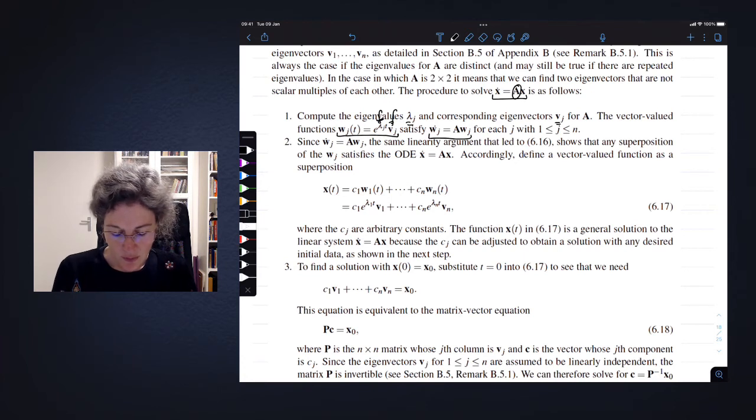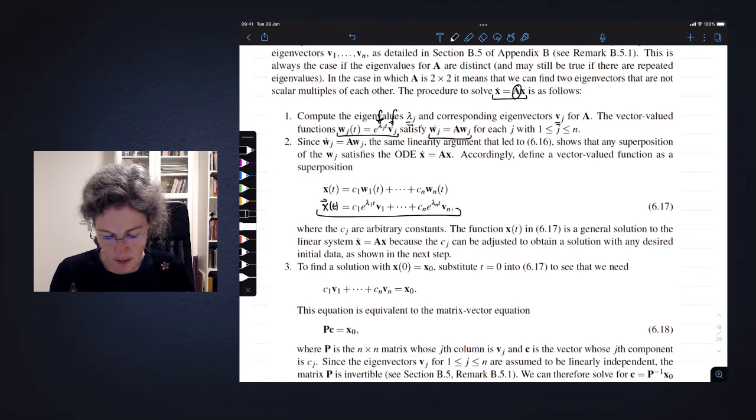And since each of the W's that you find satisfies the DE, you can form a general solution, which is a linear combination of the W's. So what you do is you form your final solution, which is something of this form here. So each term in your general solution has a constant of its own, an e to the something t, where the something is one of the eigenvalues, multiplied by that eigenvalue's corresponding eigenvector. And you do it for each of the eigenvalue-eigenvector pairs that you have.